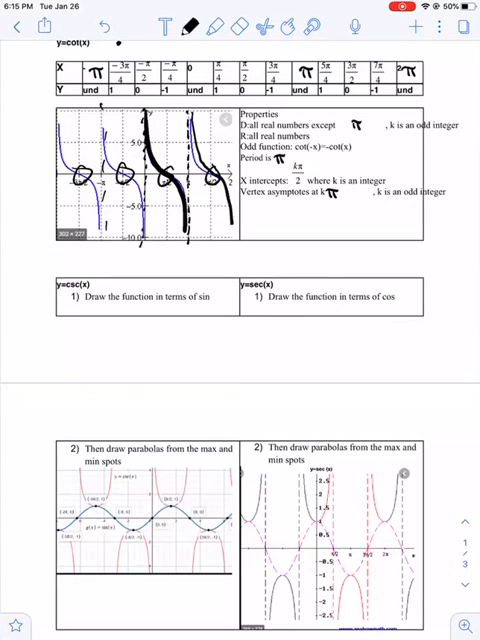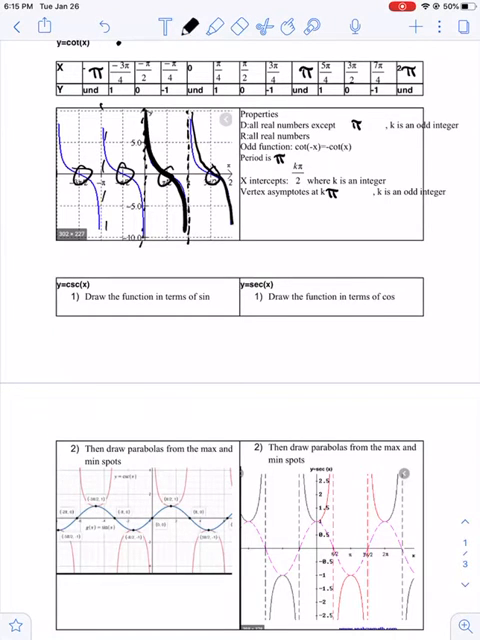Okay. So now to draw cosecant and secant. So when you're drawing cosecant, you can draw the function in terms of sine. Because as we know, cosecant is the reciprocal function of sine. So you go ahead and you draw the sine function like normal. And then at those humps, you just draw the curves. So the curves are the cosecant.